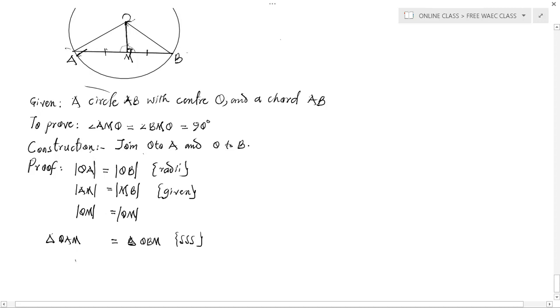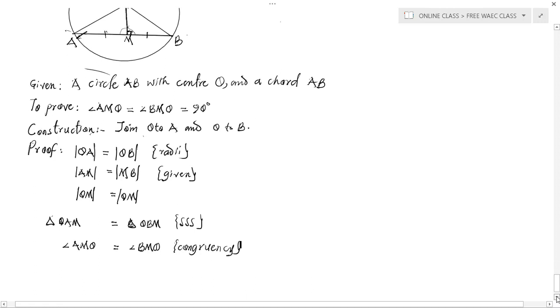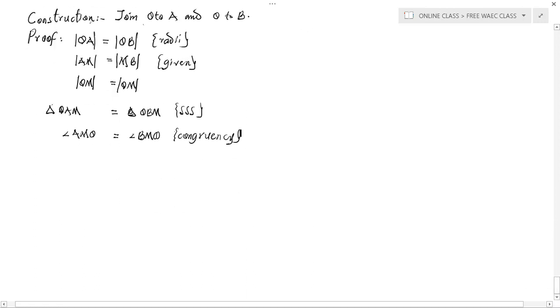We can now say that angle AMO, since the two triangles are congruent, at the base, angle BMO, are equal from the congruency. Congruency, we just proved it, SSS. If you don't understand what I mean by SSS, you can just DM me or comment so that I can explain it later as another topic.